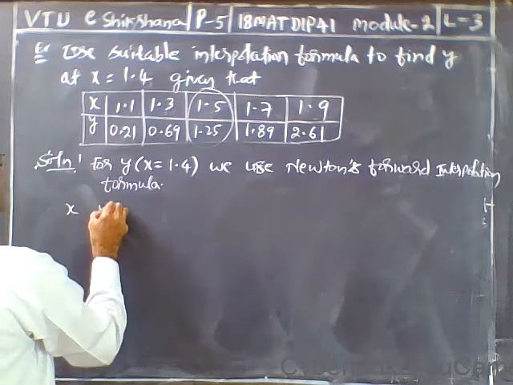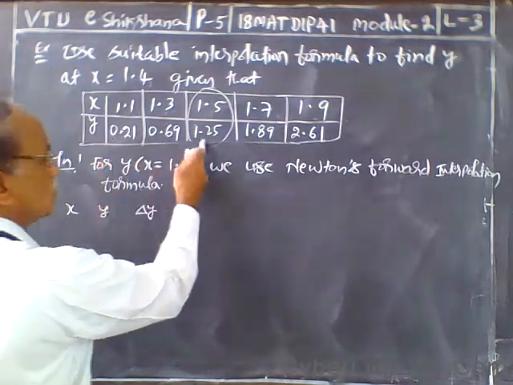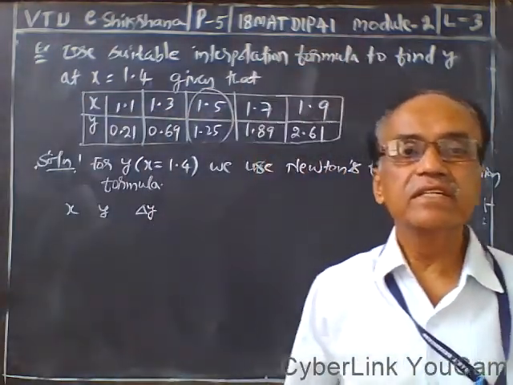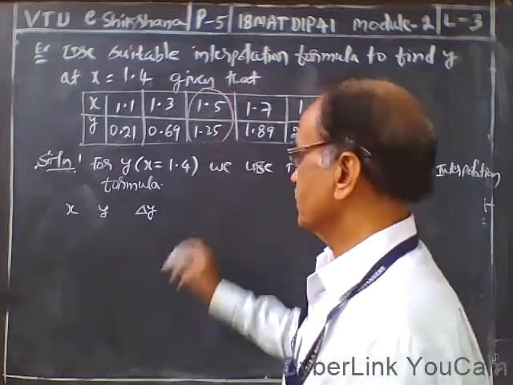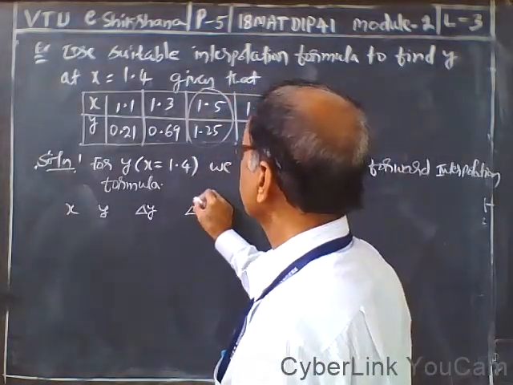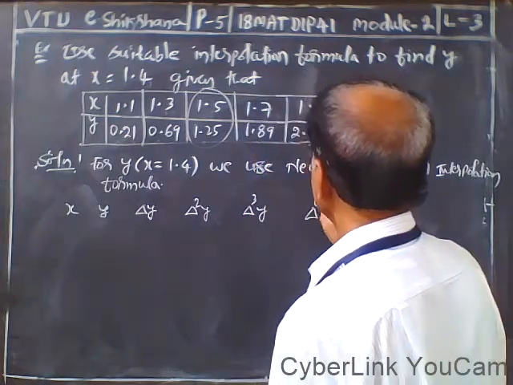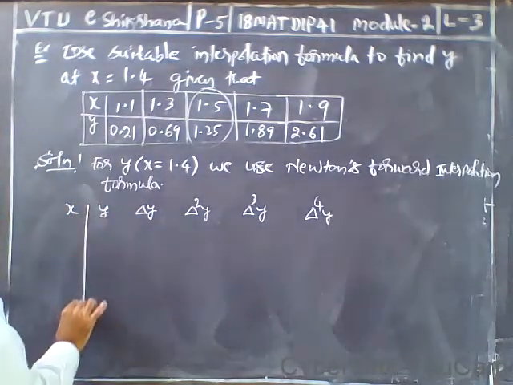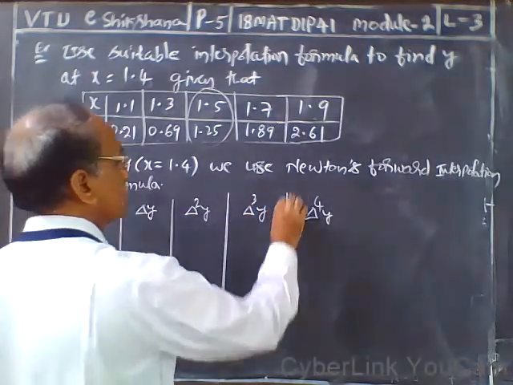Then x, y, and then delta y. Five values are given. Up to which order of difference do we have to write? When five values are given, it is one number less, that is up to the 4th order difference: delta y, delta 2y, delta 3y, and delta 4y. Then you define the x and y values here.